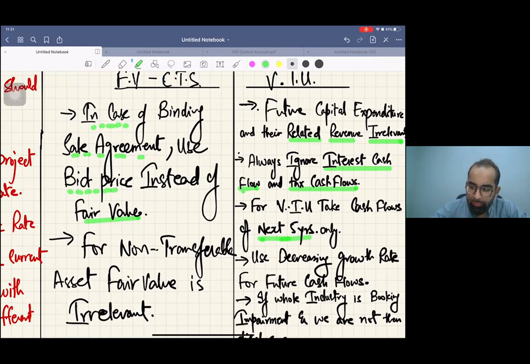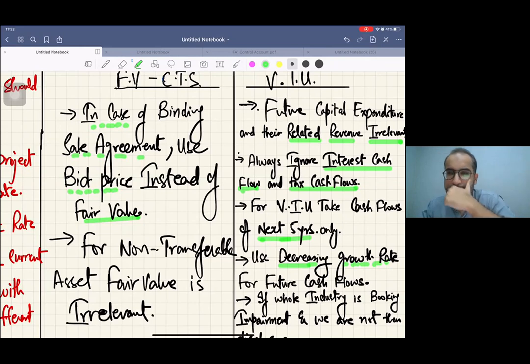Now the next thing: use a decreasing growth rate for future cash flows. Whenever you forecast future cash flows, you always assume a growth rate at which you are growing. To be prudent, the standard says use a decreasing growth rate for future cash flows. This is the basic instruction.